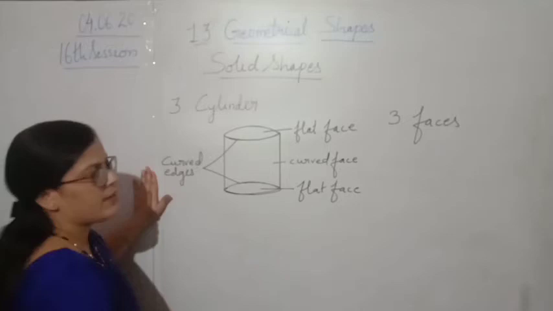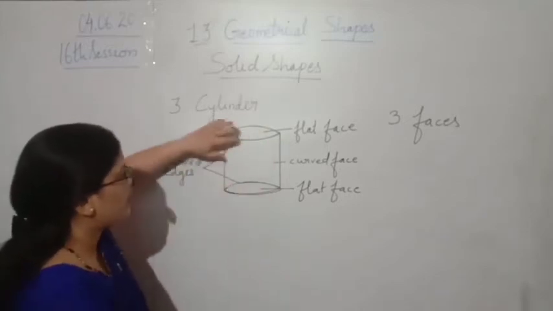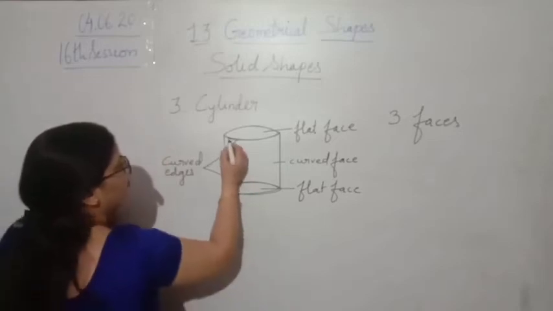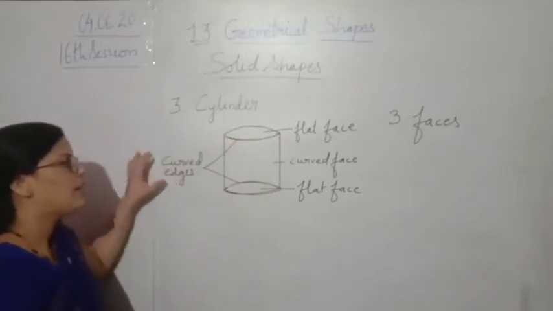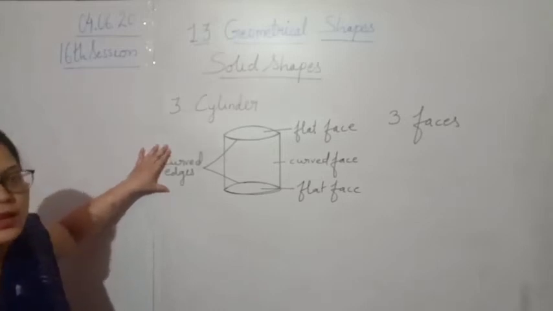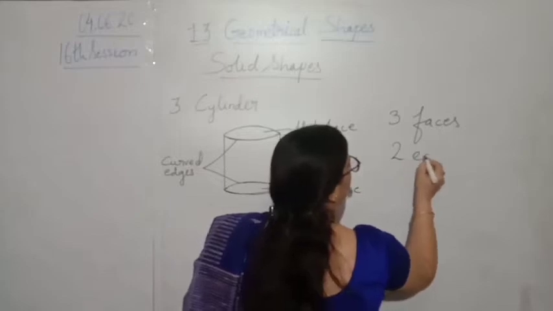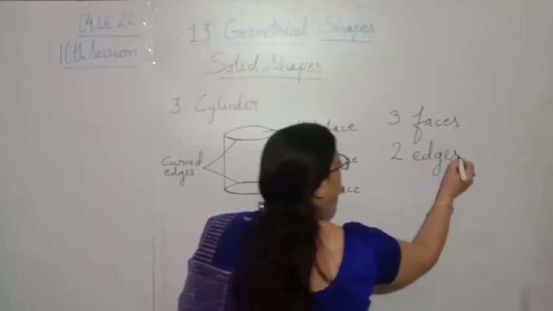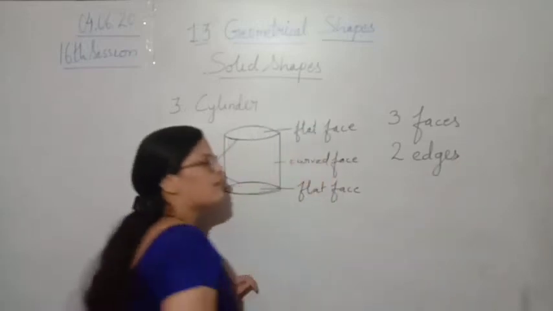And how many edges are there? There are 2 edges. This is the first edge and this is the second. So, how many edges are there? 2 edges and both are curved. So a cylindrical shape has 2 edges.